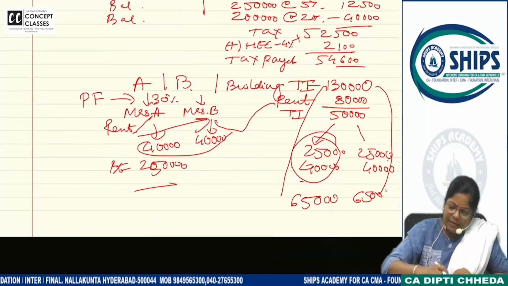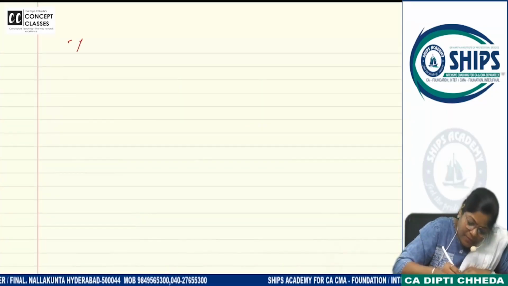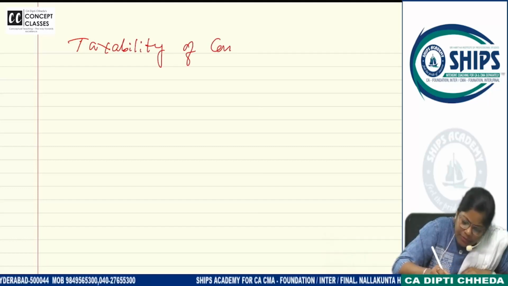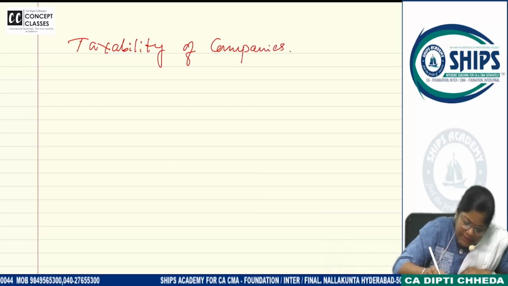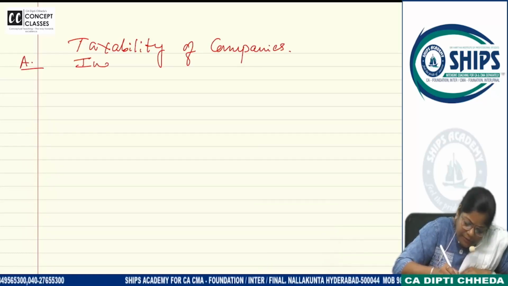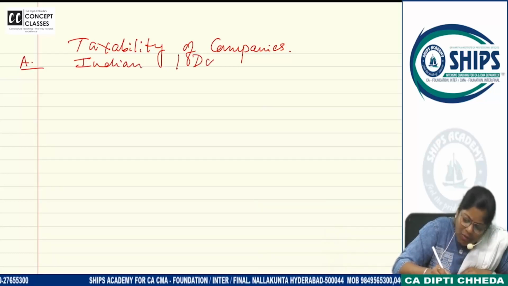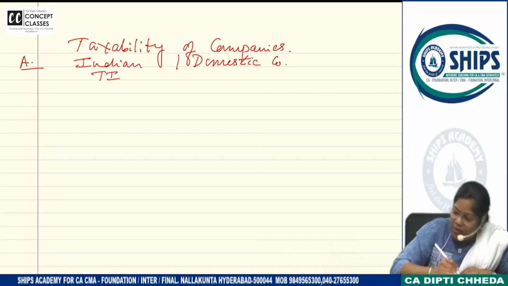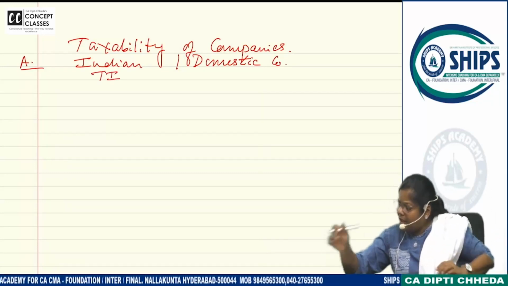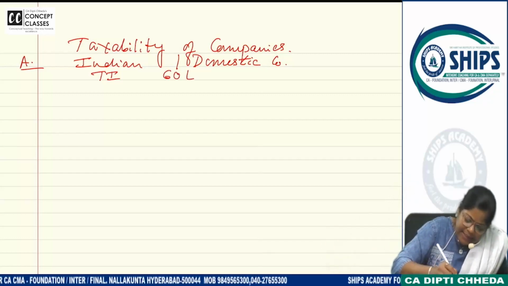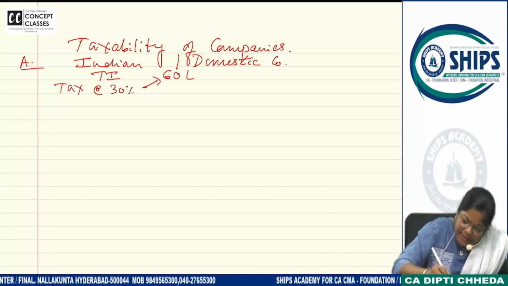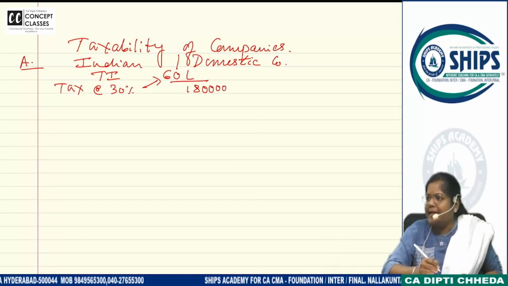चलो साथ में करते हैं. हेडिंग लिखो नेक्स्ट पेज पे. Taxability of companies. In that A bit we are doing Indian or domestic company. What is the total income of Kanha Limited? 60 lakhs. On that, what is the tax there on? 30%. That is coming to how much? 18 lakhs.